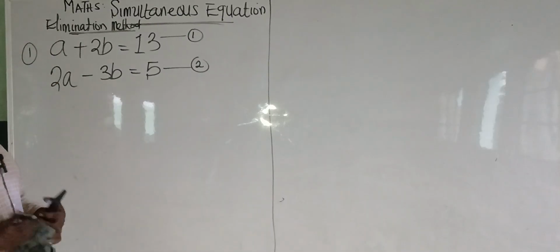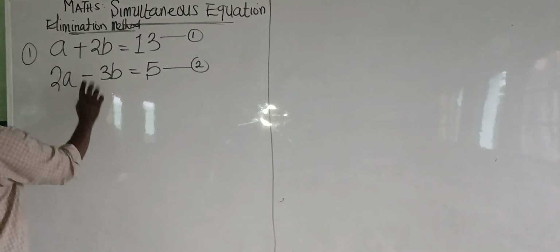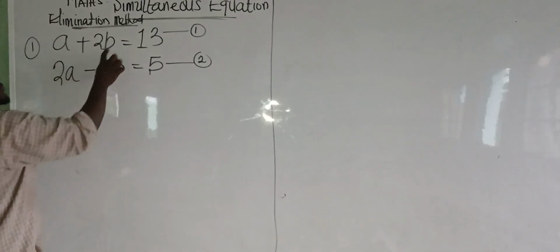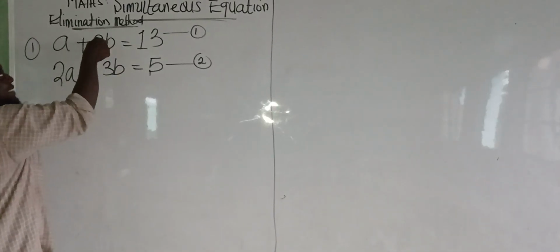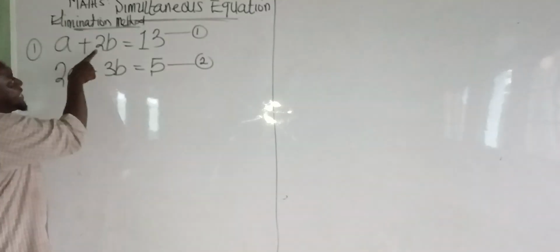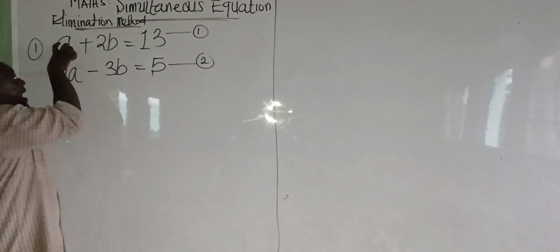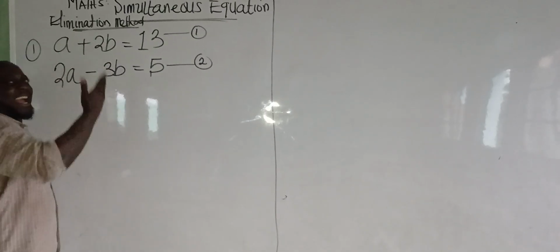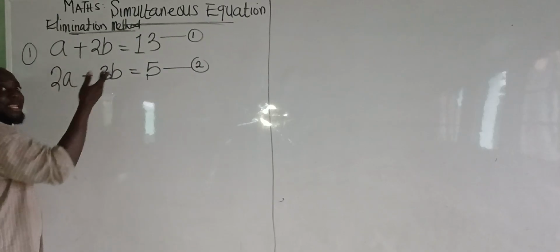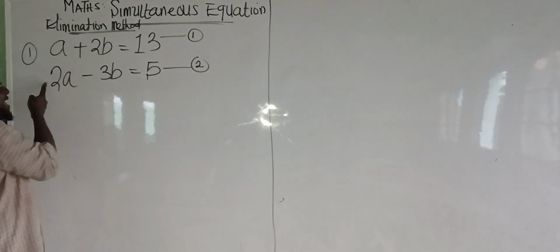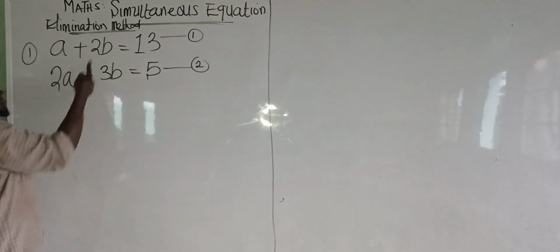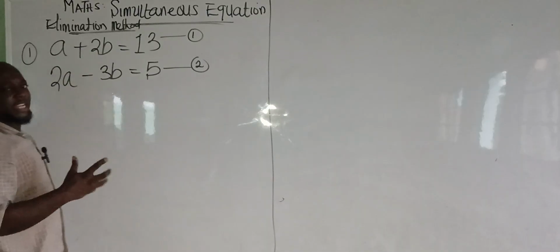Second thing is that, look at this. We know that for me to be able to get my A, I will make sure that the coefficients of this B are the same. Look, the coefficient here is 2, coefficient here is 3. So for me to get A, I will have to make sure that they're the same so that I can eliminate it. For me to get B, I will have to make sure that A's are the same so that I can eliminate it. Coefficient of A here is 1, coefficient of A here is 2. So they are all different. They are different coefficients, so you cannot divide.